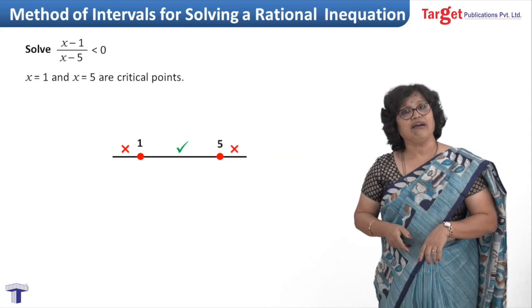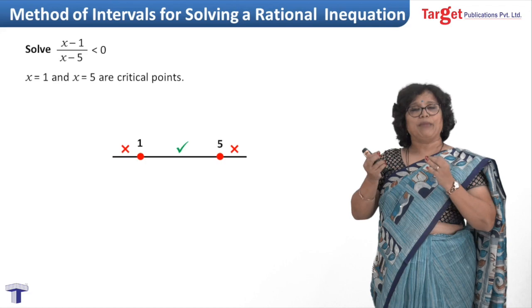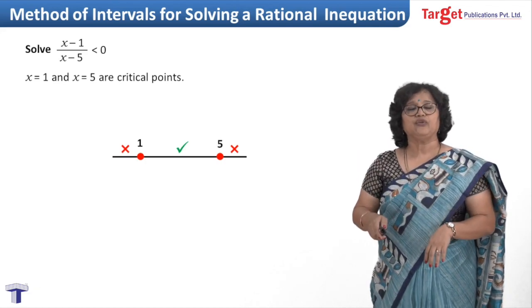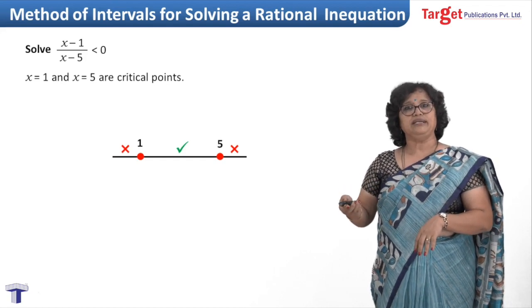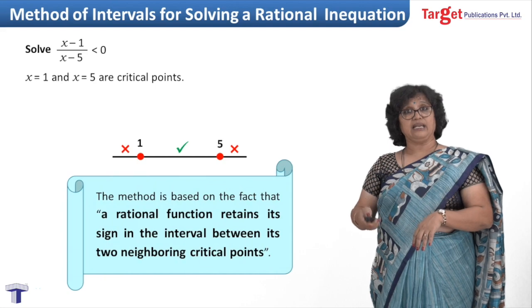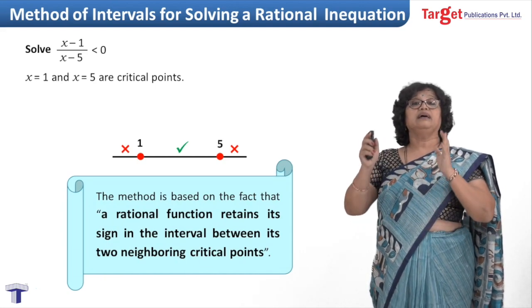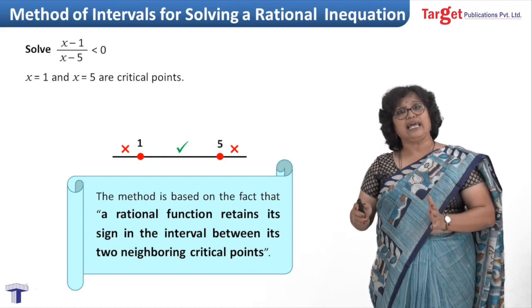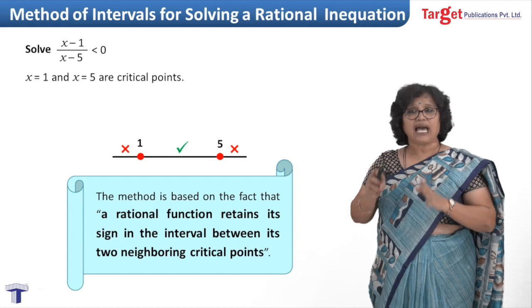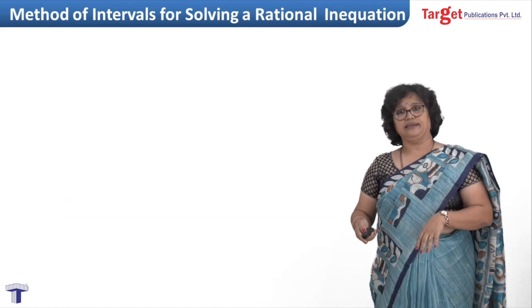So what we have found, without knowing any formal method, is that once we find the critical points, we mark them and try to find which interval's points satisfy the inequation. Indirectly we are arriving at a particular method, which is based on the fact that a rational function retains its sign between two critical points. The entire method of intervals is based on this. So let us move further.